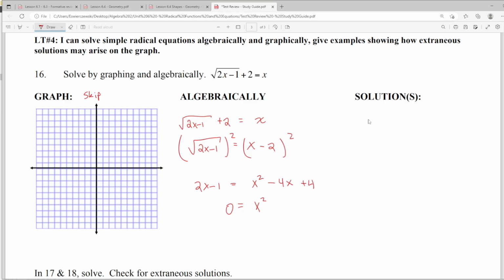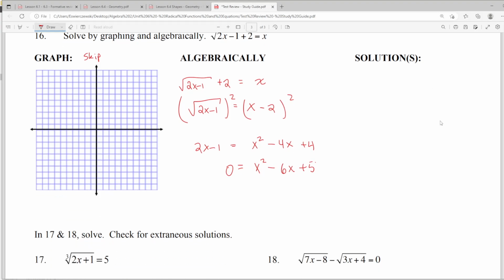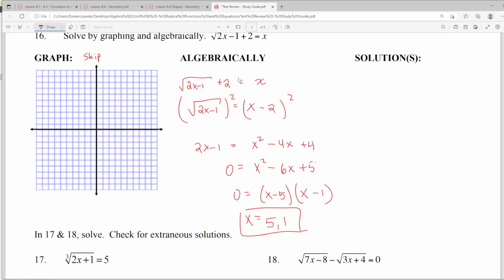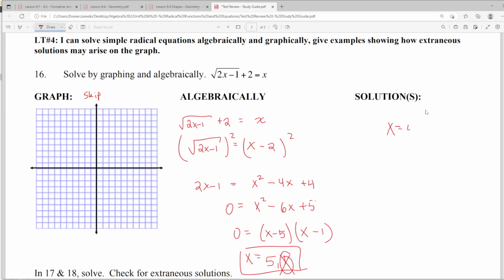And then minus 6x plus 5. Factors of 5 that add to negative 6 are negative 5, negative 1. If you check for extraneous solutions, 1 is going to be extraneous, so you cross it out. X equals 5.